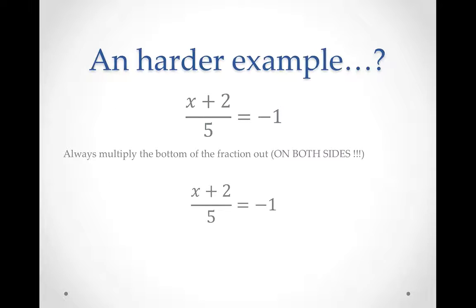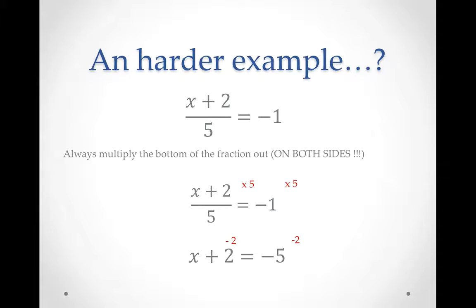So if the equation is x plus 2 over 5 equals minus 1, we need to times both sides of the equation by what's on the bottom of the fraction, 5. If we do so, we would simply get rid of it on the left hand side and it would become x plus 2, and on the right hand side we would times minus 1 by 5 to get minus 5. So that's the easiest way to think about getting rid of a fraction. Just times everything by the bottom.